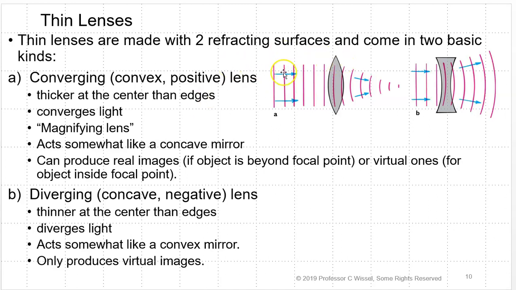Now you can see why that is. Here's the sunlight coming in. It brings the light to a sharp focus on the ant. And this acts like a concave mirror. It can produce real images if the object is beyond the focal point, or virtual ones for objects inside the focal point. The other type of basic lens is a diverging, concave, or negative lens. So it's this one. It is thinner at the center than it is at the edges. It diverges light, so parallel light that comes in has a tendency to diverge. It acts a lot like a convex mirror, and it only produces virtual images.